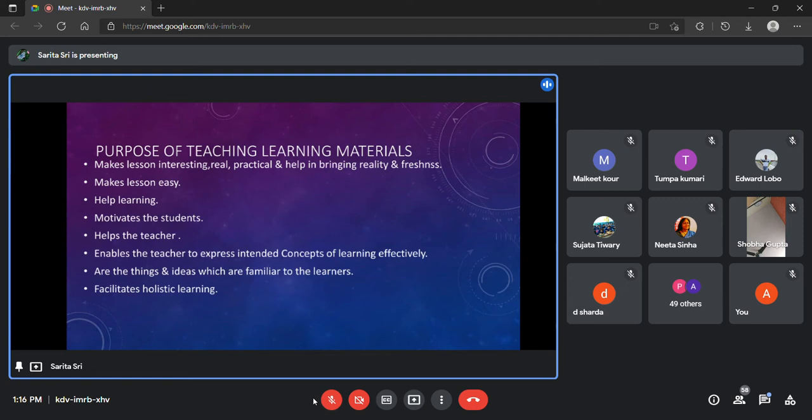Because everything is available in the book nowadays, students will not pay attention unless you give them the same in some different way. Second point, it also helps learning, that is, what has been learned remains in the mind of the learners for a long time. Third point, it motivates the students to learn by arousing their interest in the subject.